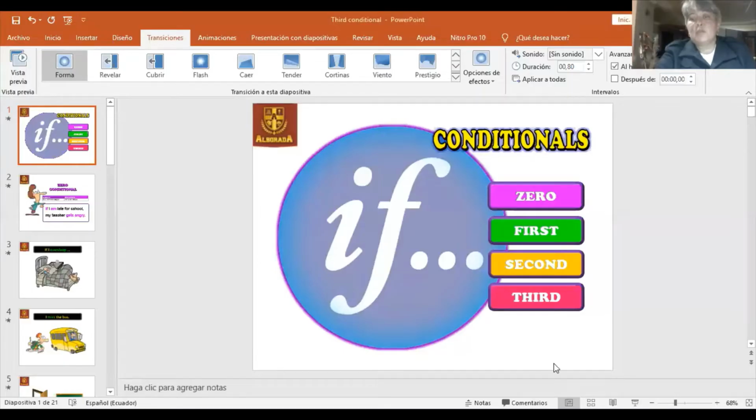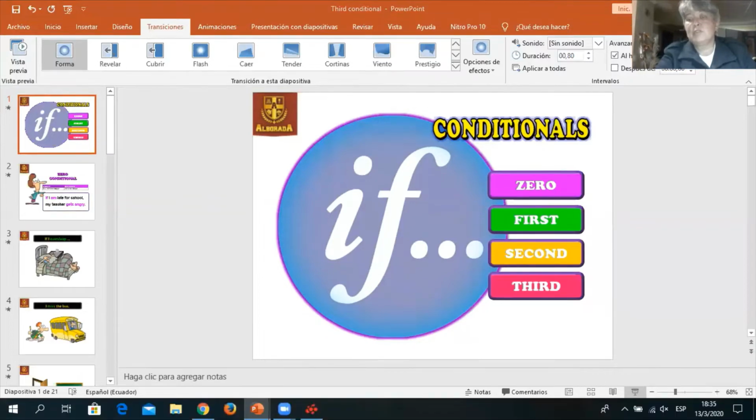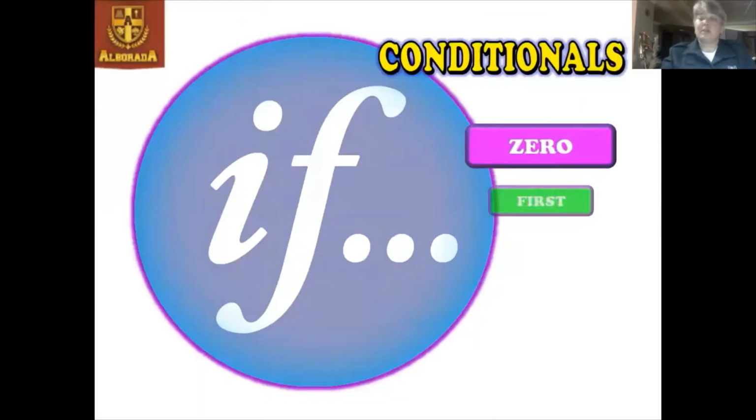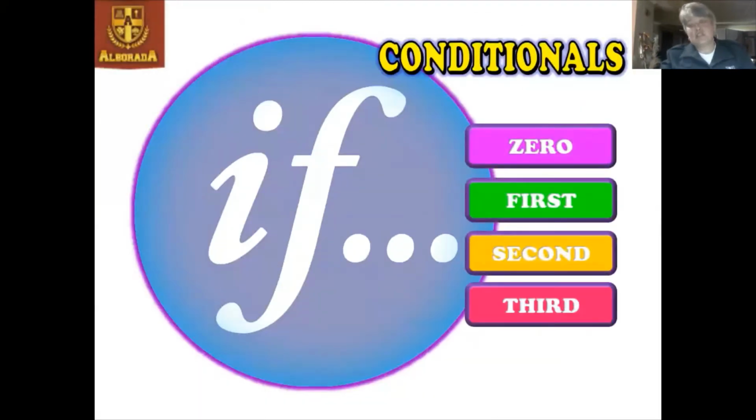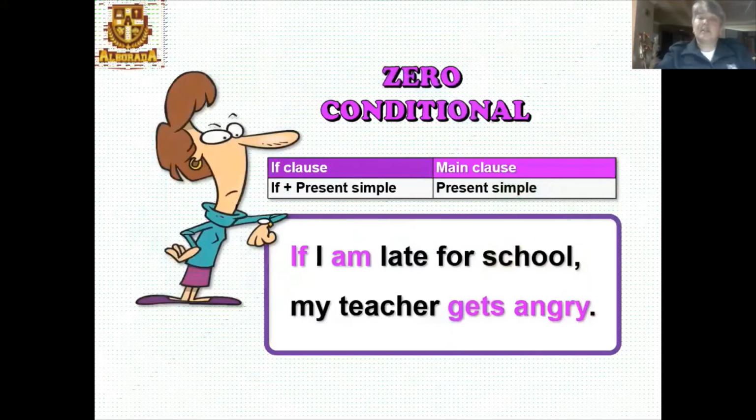To talk in English or write in English properly, we use 4 different conditionals. And when we know how to handle them properly, we can combine them to use the mixed conditionals, which will be part of a different class. So let's start with the zero conditional.